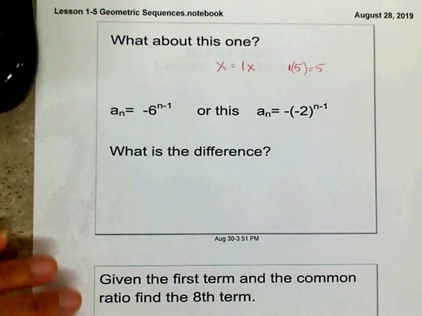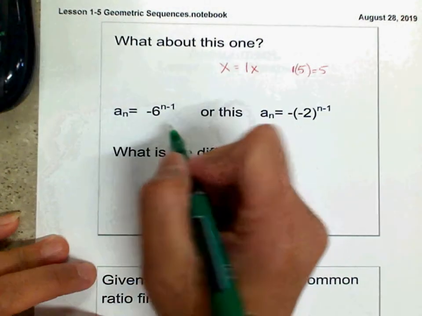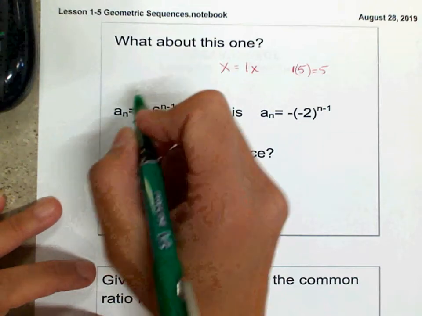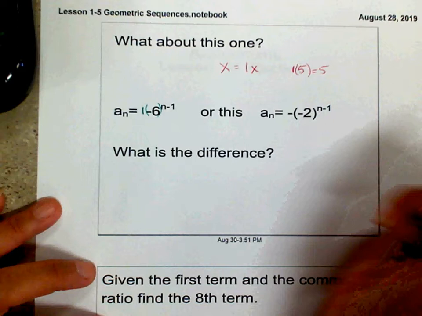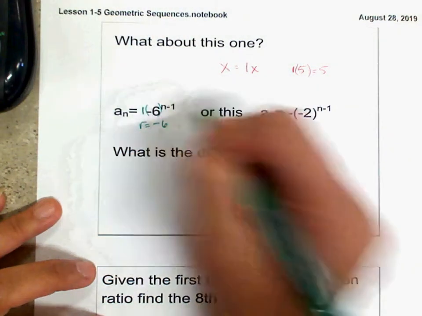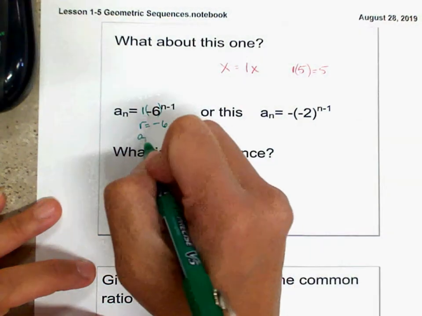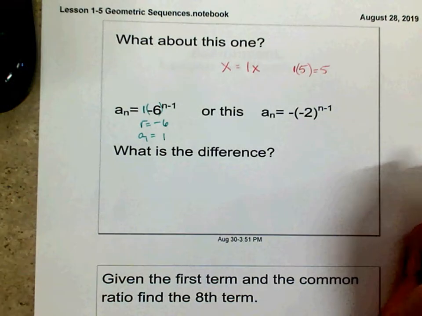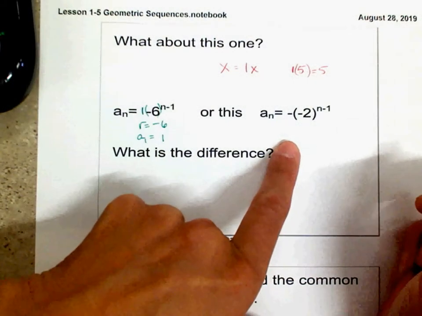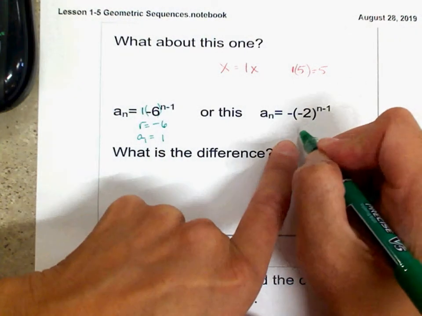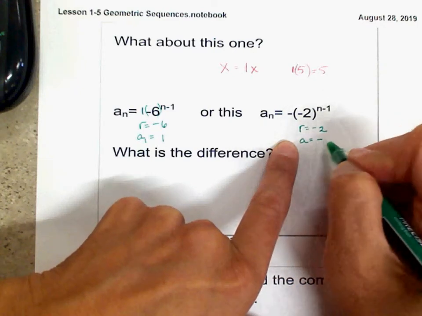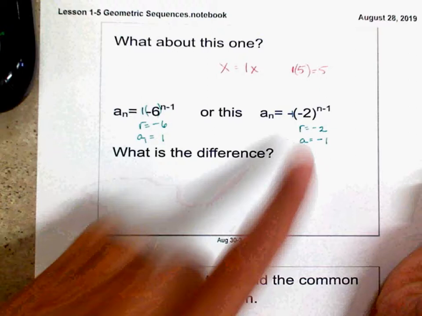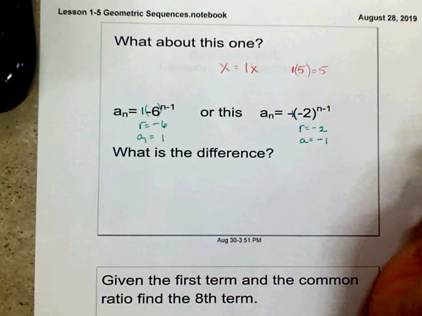So what do you think is going to be your first term here? Well, there's an understood 1 here. Did you see that? So your R here is actually negative 6, and your first term is 1. Take a look at this one. Do you see a pattern? So your R here would be negative 2, and your A would be negative 1, because there's an understood 1 right there that you have learned in Algebra 1.